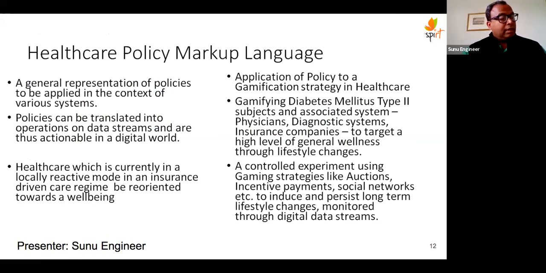Thank you, Sid. Yeah, this is a discussion on healthcare policy markup language, and the problem specification is as follows.